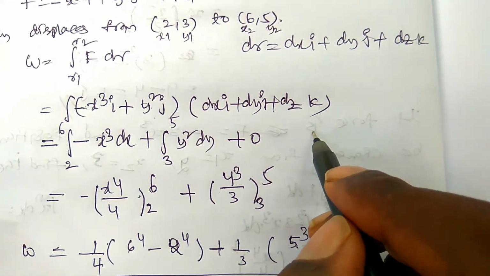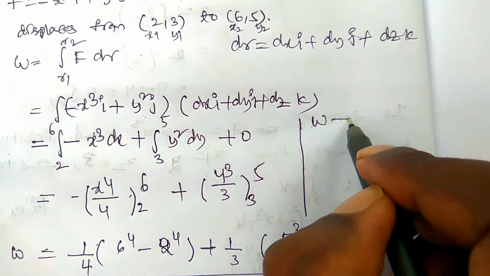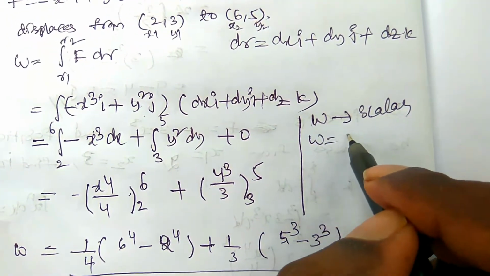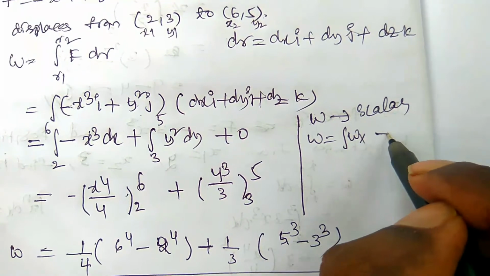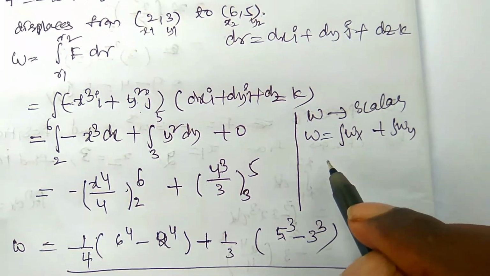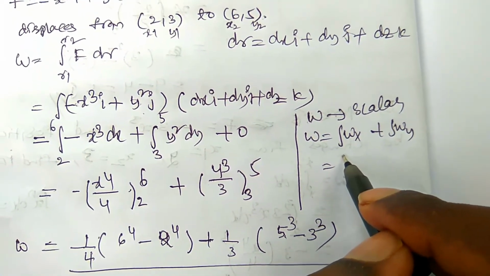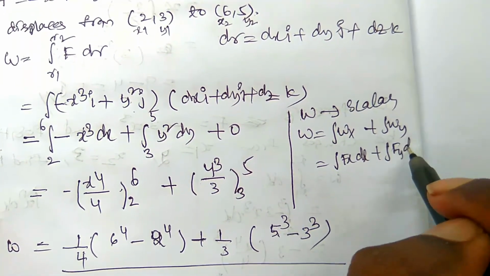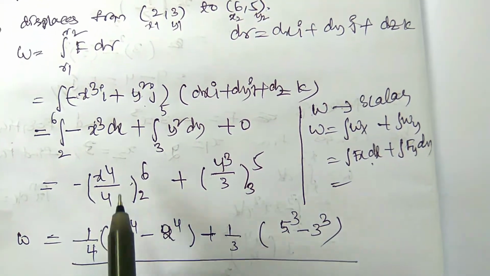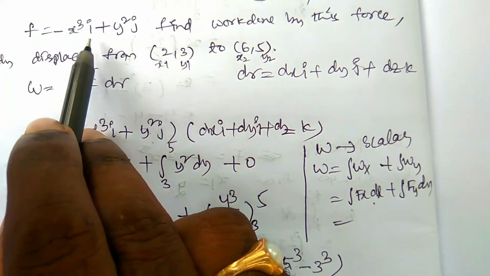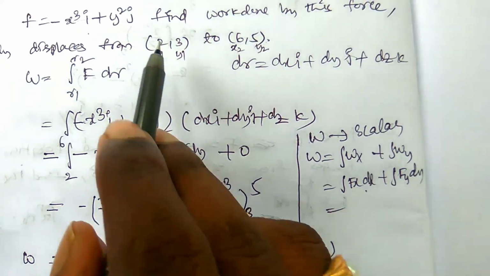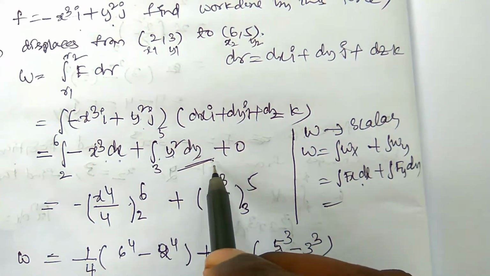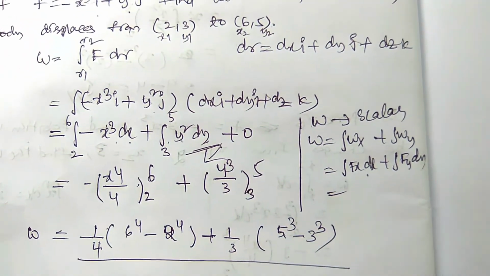There is another method also. Work done is a scalar quantity, so the work done is equal to the work done along the x-axis plus the work done along the y-axis. So the work done along the x-axis is the integral of Fx dx plus the integral of Fy dy. What is Fx here? Minus x cube dx, plus what is Fy here? It is y square dy. So this is the integration method you have to substitute, right?